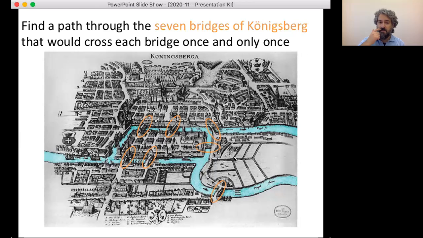The riddle is, let's say I'm on this island to start with, how can I go around all the islands, crossing all the bridges once and only once, and come back to this island? A very popular riddle at the time, and people were actually trying to solve it by walking around the city of Königsberg, which arguably is a pretty healthy activity.